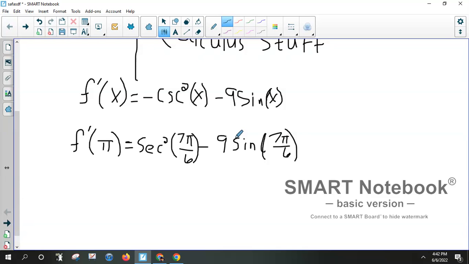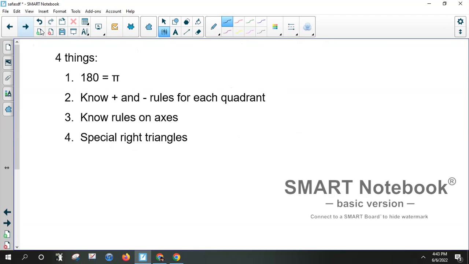And if you're like most calculus students, at least early on, you've completely forgotten what the cosecant of 7 pi over 6 is and the sine of 7 pi over 6. So I'm going to show you how we can deal with this without a calculator, because oftentimes you won't have one, and how to deal with it without a unit circle. So there are four things we need to keep in mind.